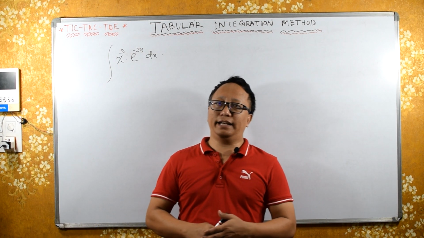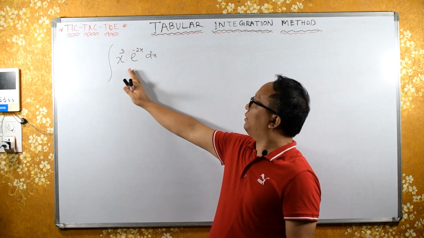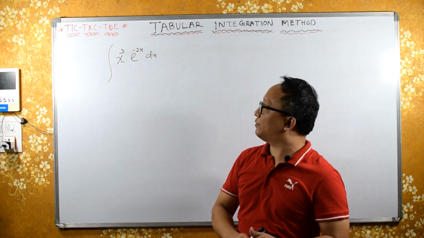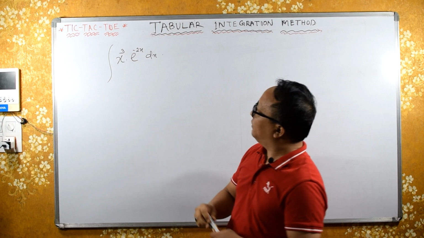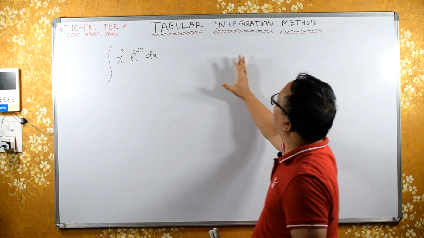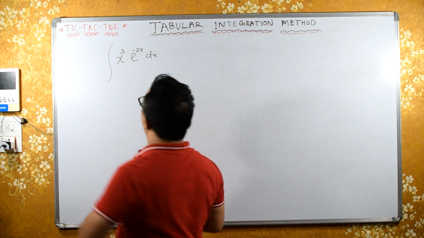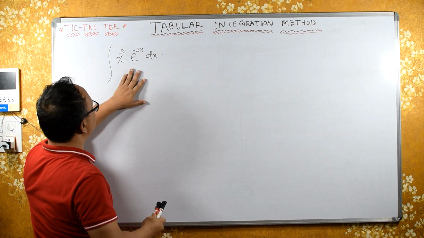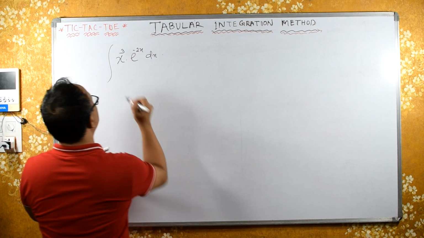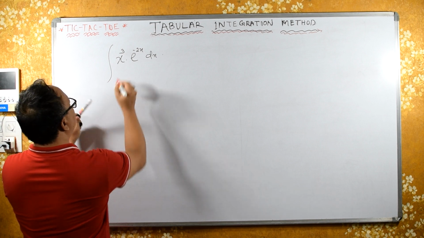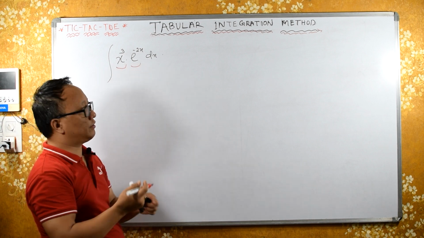And now this integral x cube into e raised to minus 2x. Now this we will solve with the help of tabular integral, or we can say tic-tac-toe. The first function is x cube, and the second function is e raised to minus 2x.